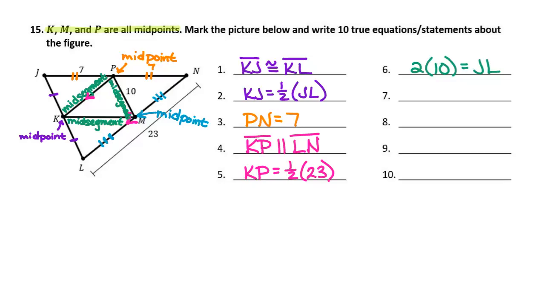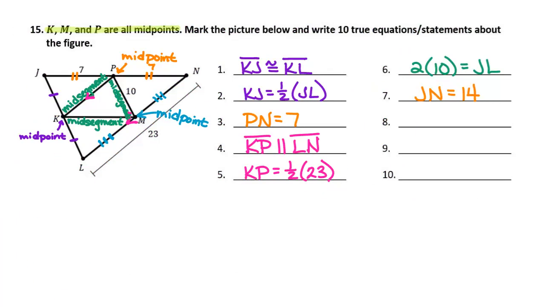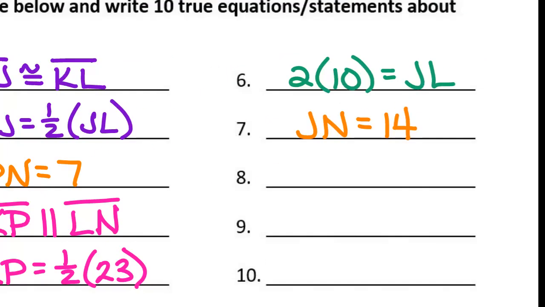How big is side JN? 14. JN equals 14. How big is KM? If JN is 14, how big is KM? 7. KM equals 7.